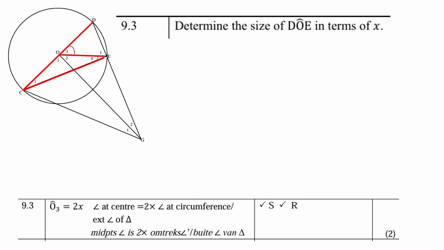Question 9.3, determine the size of angle DOE in terms of x. If you look at DOE as shown with the red lines, then DOE is the central angle, and then DCE is the angle in the opposite segment. And we know the theorem that central angle is twice the inscribed angle. So therefore O3 is twice x.